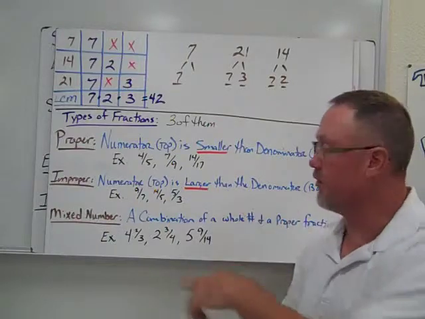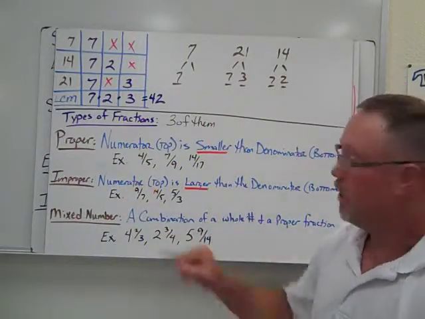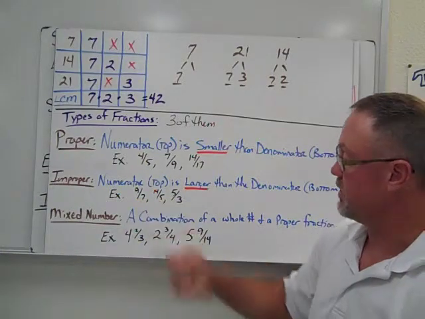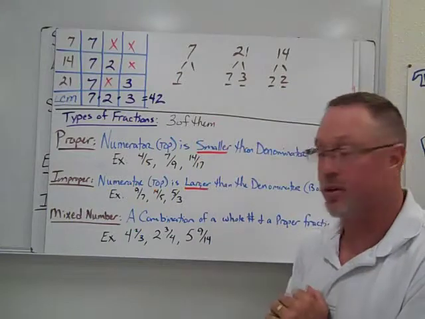Improper, kind of reverse. The numerator is larger than the denominator. So 9 sevenths, 14 fifths, 5 thirds. So again, the numerator is bigger than the denominator.